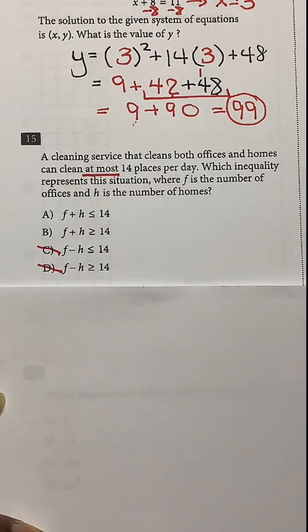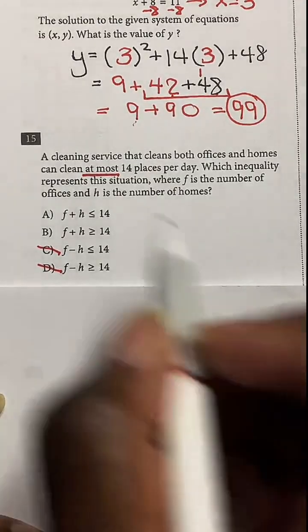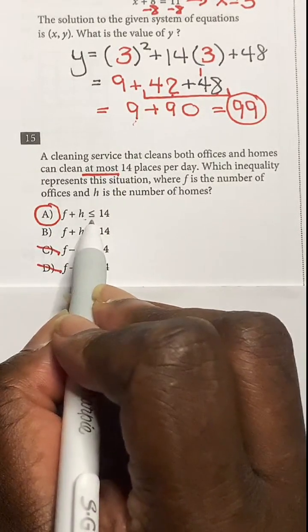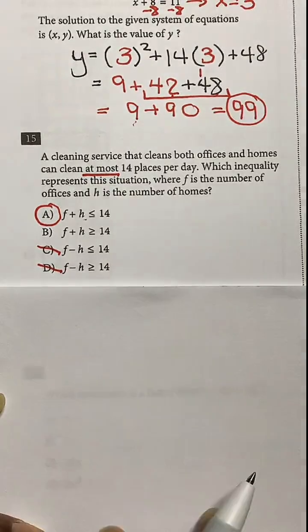That's it. Don't come to me with a 15th office. I don't want to hear it. I don't want to hear another home. I don't want to hear another office. It's 14. That's it. Okay? Nothing more than that. So that means what we get over here has to be less than or equal to the 14. Okay?